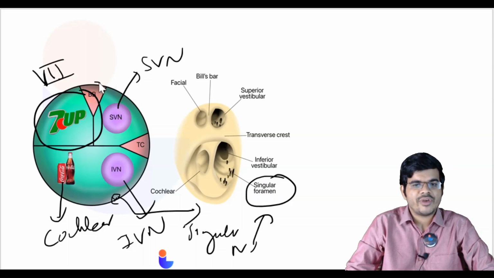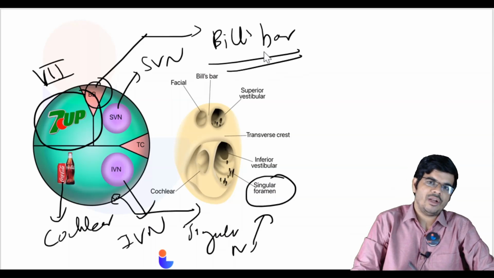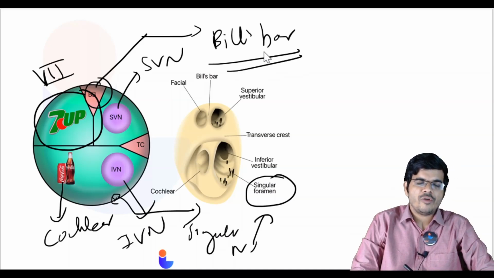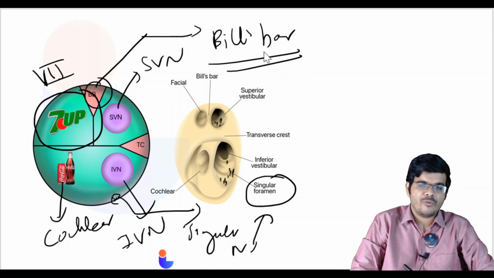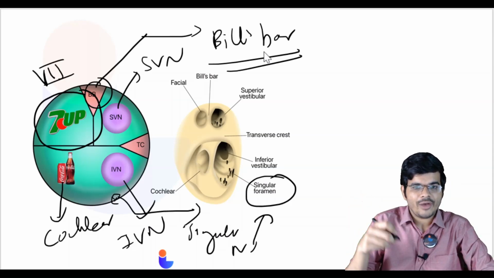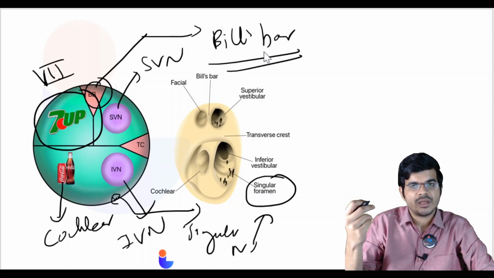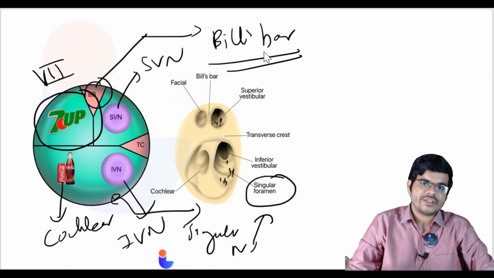Now, what is the significance of this Bill's bar? It helps you identify the superior vestibular nerve. When you are going for a surgery of the superior vestibular nerve, for example a vestibular schwannoma, to identify the superior vestibular nerve you have to identify this structure, the Bill's bar. The structure seen posteriorly is the superior vestibular nerve, and anteriorly it is the facial nerve.